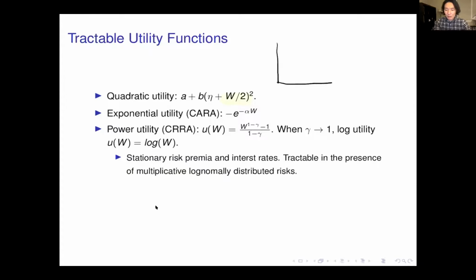But there's a downside because, as you can see, the utility function has a saturation point. Okay? So after a certain saturation point, here it should be negative eta. So once the wealth is above 2 times eta, then utility becomes a decreasing function, which is not very good. So in any case, if you use quadratic utility function, then you can also get optimal portfolio choice very easily. But more popular cases are the following two cases.